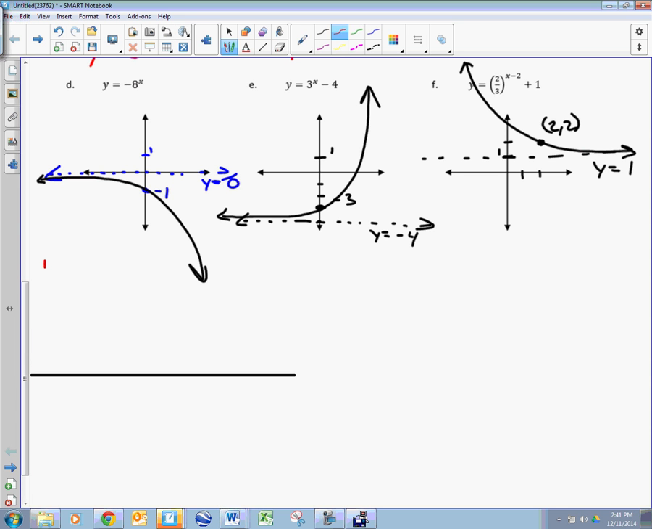D. What's our range here? Y is less than 0. Your range always requires your knowledge of the asymptote. If you look at the asymptote, that will give you a hint. Your range for this one, y greater than negative 4.